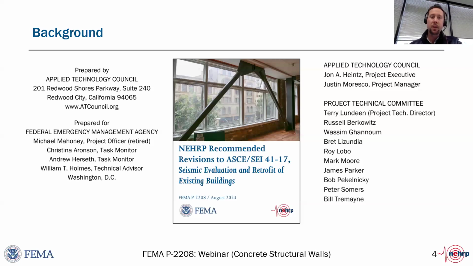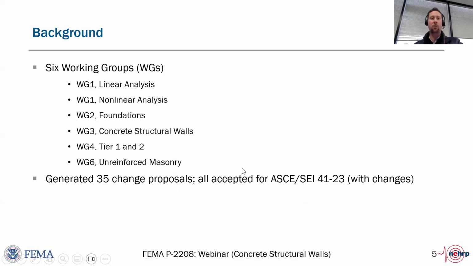But it was a really successful project in terms of providing value and technical recommendations to really progress the ASCE 41 standard. This project, as Mike mentioned, had a lot of contributors. It had the backing by FEMA to support some funding for this, and then the Applied Technology Council project executive was John Hines, and the project technical committee director was Terry Lundeen, and there are a lot of other folks that contributed. Some of the PTC members are listed there, and there were also the different working groups that had their own members that contributed to the particular technical subject matters.